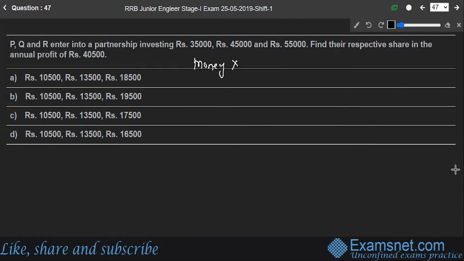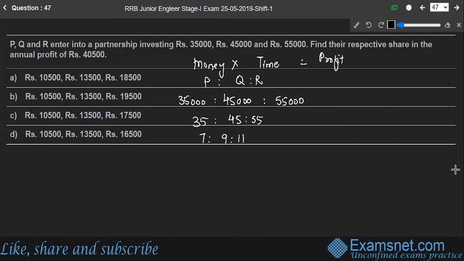money into time gives you profit, right? So you have P, Q, R investment ratio to be 35,000, 45,000, 55,000. So first of all, they will be reduced to 35, 45, 55, dividing all the three sides by 1,000, and then dividing by 5, you have 7, 9, and 11. So this is the ratio for P, Q, R investment.